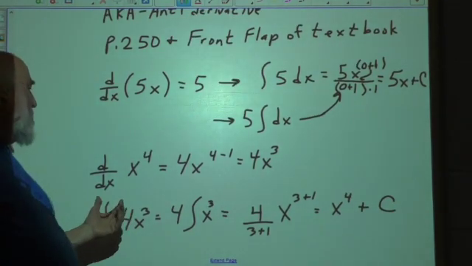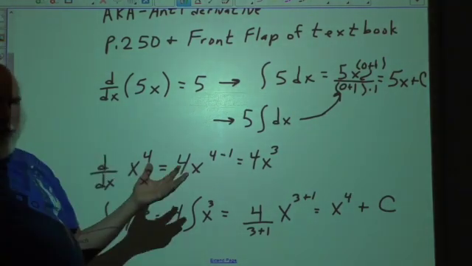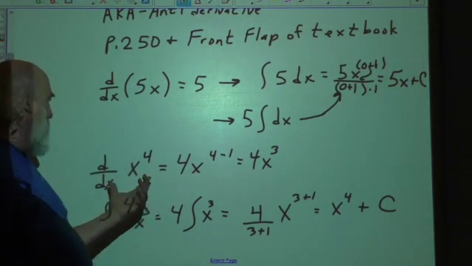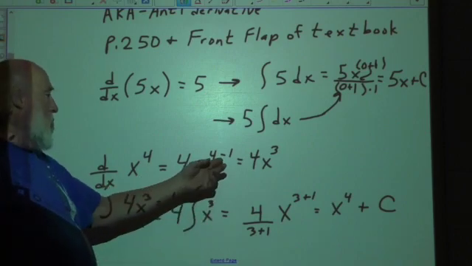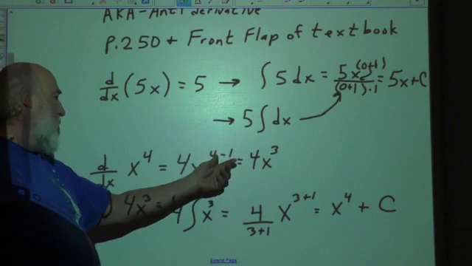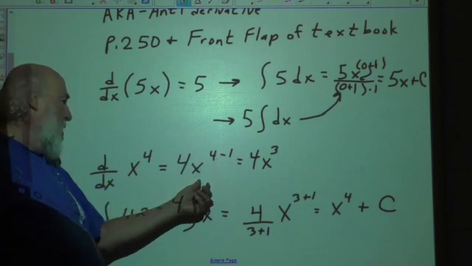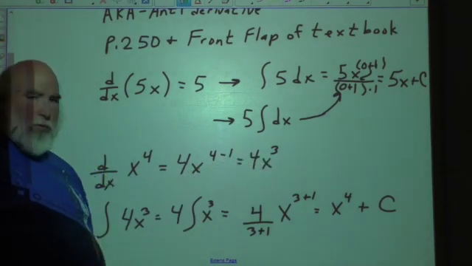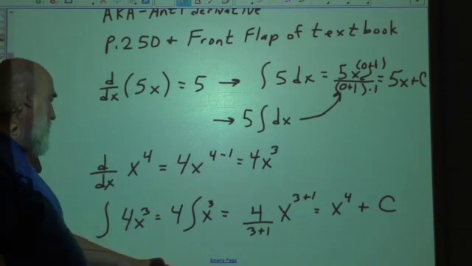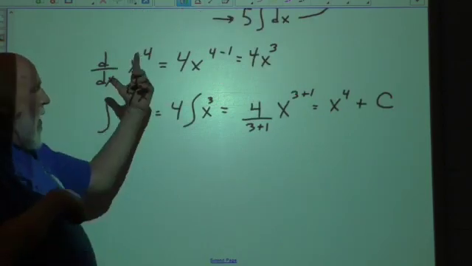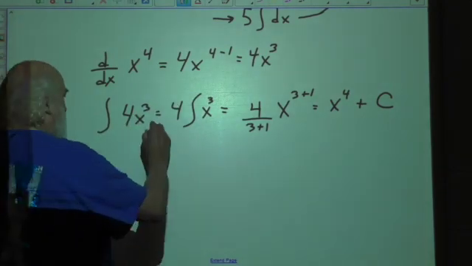Let's take this example right here. In the original derivation problem, we're finding the derivative of x to the 4th. Well, what did we do? We subtracted 1 from the 4 and put the 4 over here. Subtracted 1 from the exponent to give us 4x cubed for our answer. So the derivative of x to the 4th is 4x cubed. However, if we go backwards on this, start with the derivative of this, and it should have a dx after that.